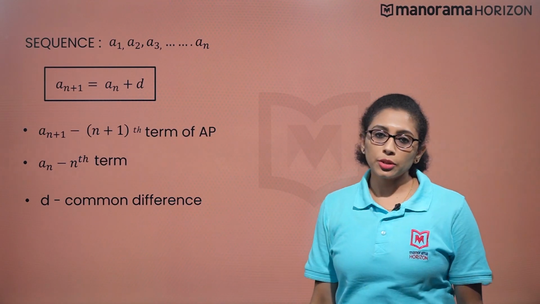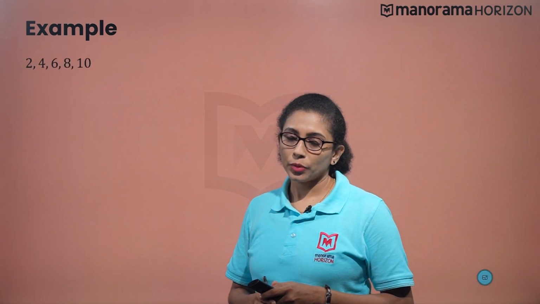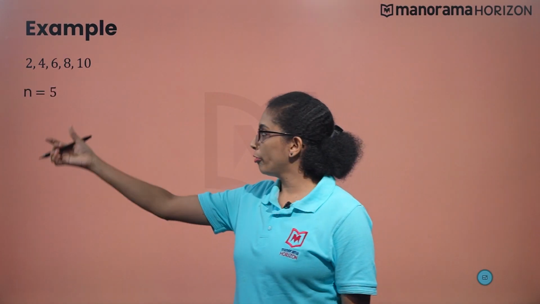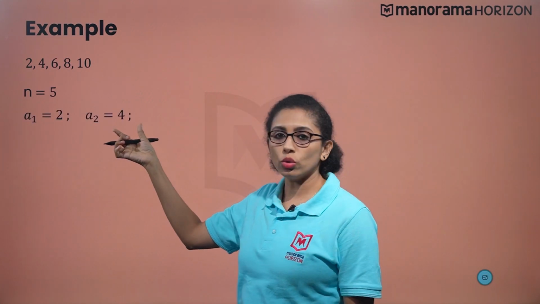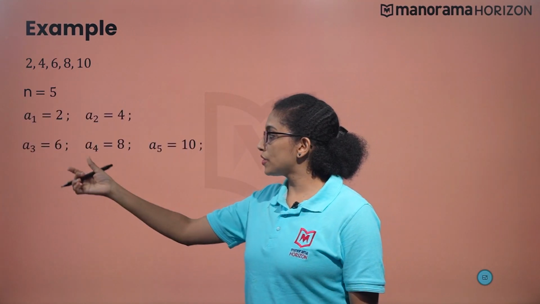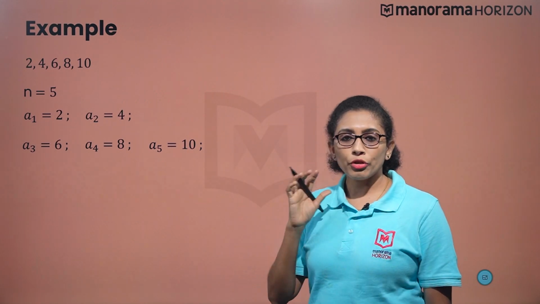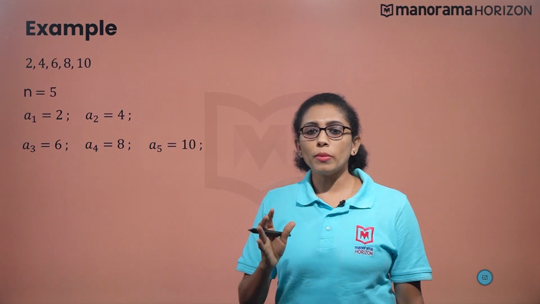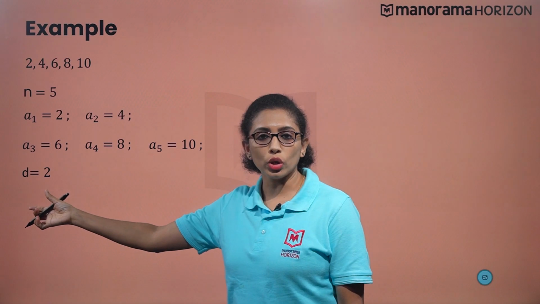of the arithmetic progression. For better understanding, consider the following finite arithmetic sequence: 2, 4, 6, 8, 10. In this AP, there are 5 terms. Therefore, n is equal to 5. Also, a1 is equal to 2, a2 is equal to 4, a3 is equal to 6, a4 is equal to 8, and the 5th term a5 is equal to 10. From this, we can easily understand that the common difference between each term is 2. That is, d will be equal to 2.